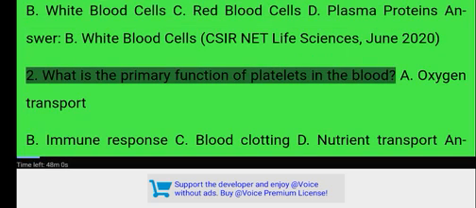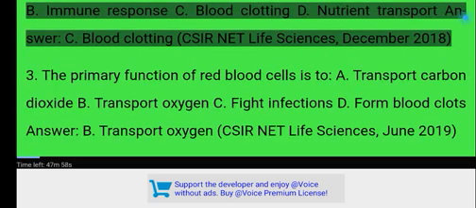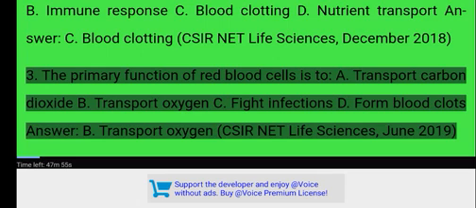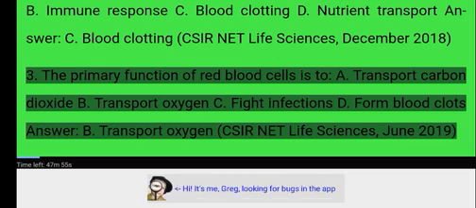2. What is the primary function of platelets in the blood? A. Oxygen transport. B. Immune response. C. Blood clotting. D. Nutrient transport. Answer: C. Blood clotting. CSIR NET Life Sciences, December 2018. 3. The primary function of red blood cells is: A. Transport carbon dioxide. B. Transport oxygen. C. Fight infections. D. Form blood clots. Answer: B. Transport oxygen. CSIR NET Life Sciences, June 2019.